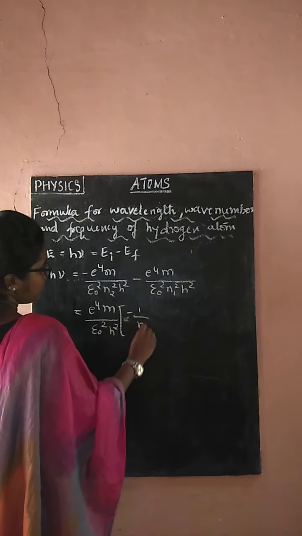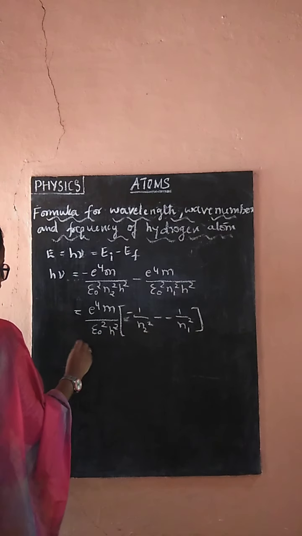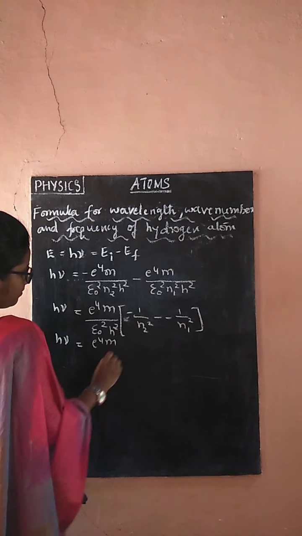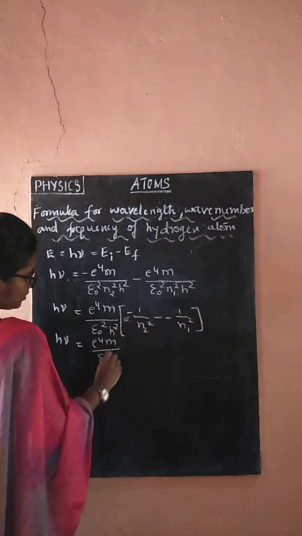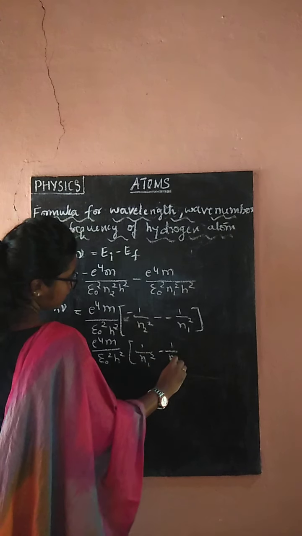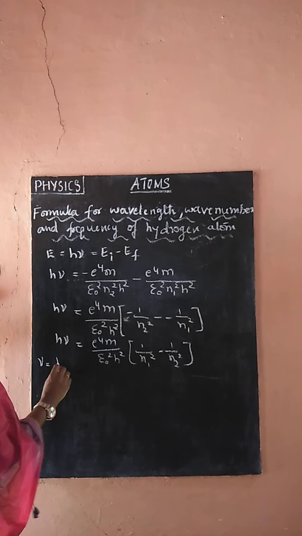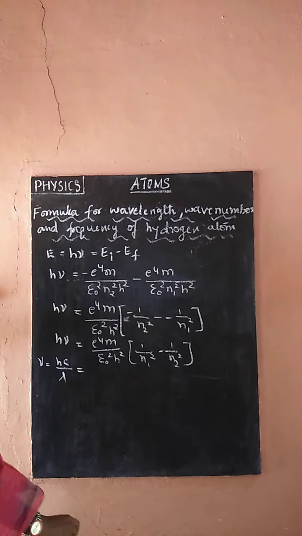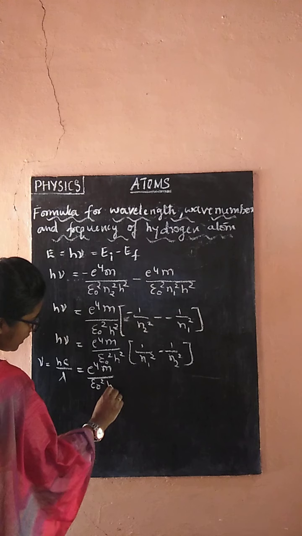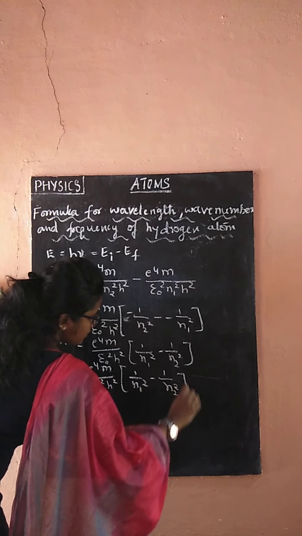If I write it together, e to the power 4 m by epsilon naught square h square into minus 1 by n2 square minus of minus 1 by n1 square, that is for h nu. I can write it as 1 by n1 square minus 1 by n2 square. So for nu, I can write it as hc by lambda. Then I can write it as e to the power 4 m by epsilon naught square h square, 1 by n1 square minus 1 by n2 square.